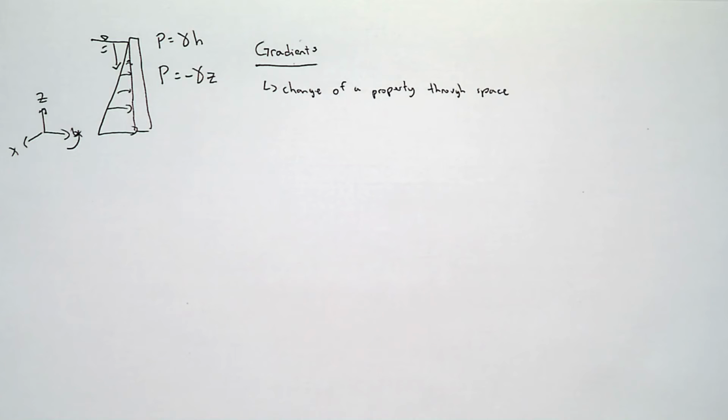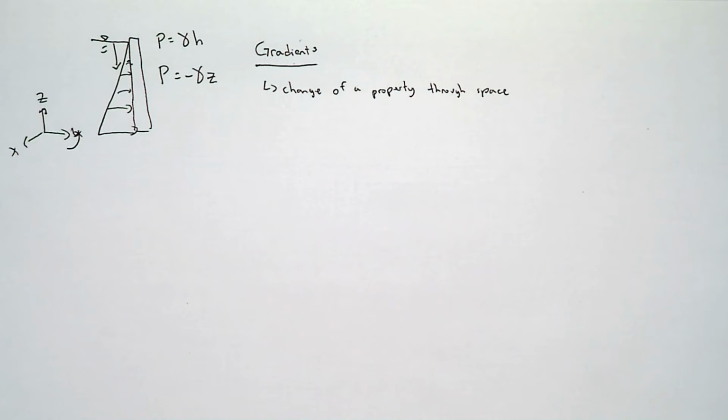Can you give me any examples of gradients? Any obvious properties that change through space? It doesn't have to be fluids. Atmosphere? Yes, atmospheric pressure changes through different points in space. Any other ones that you can think of?